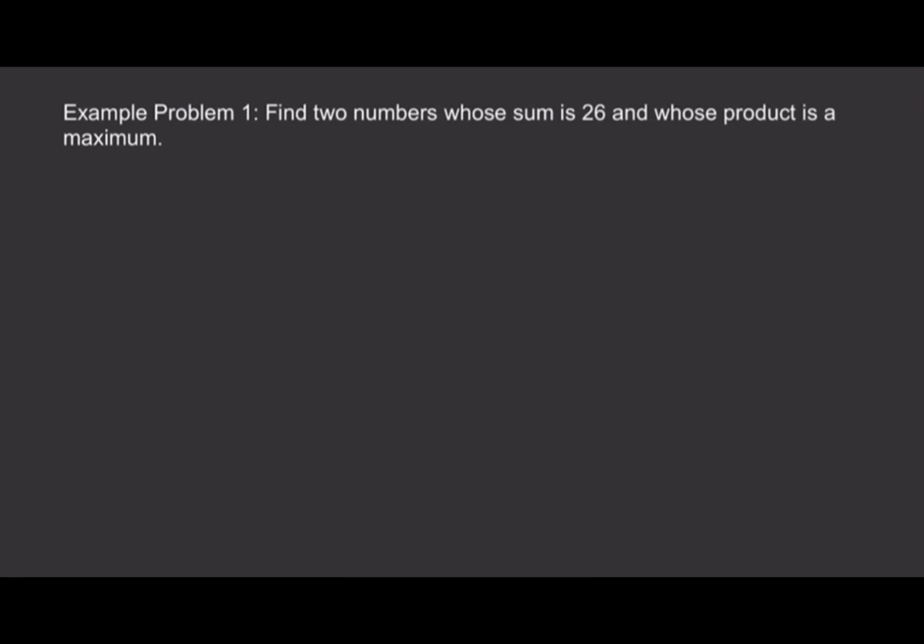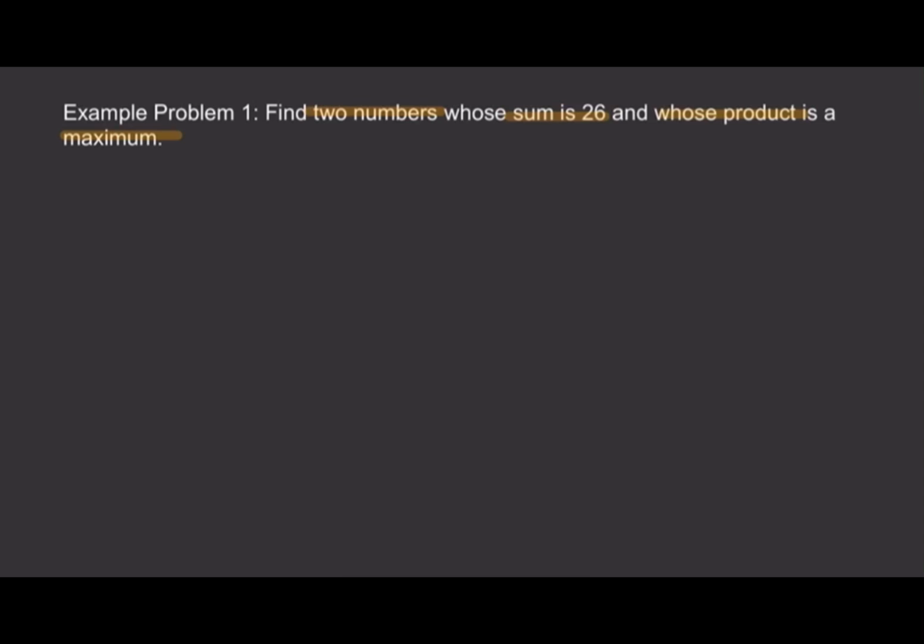Let's start with the first example problem. The question asks, find two numbers whose sum is 26 and whose product is a maximum. We can begin by following this strategy. The first step is to draw a picture. Since there is no picture that can be drawn from the question, we can skip this step.